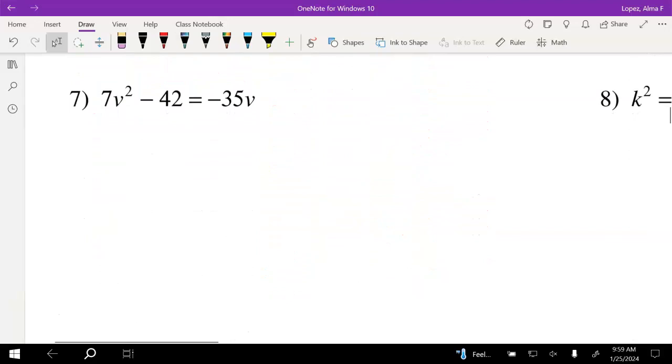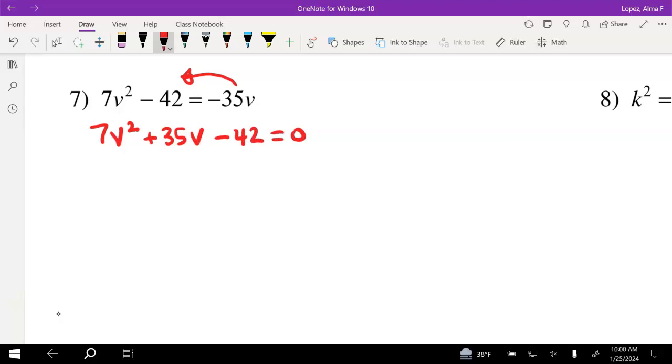Let's look at number 7. On number 7, again, it's not in the right order. I need everything on one side and set equal to 0. The 7v squared is fine where it's at. This negative 35v, though, I need to bring over to the other side, and I need it next. That negative 35v will turn into a positive 35v when it crosses the equal sign. And then minus 42.